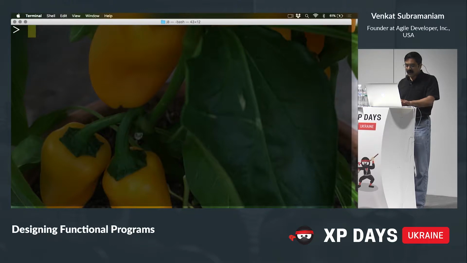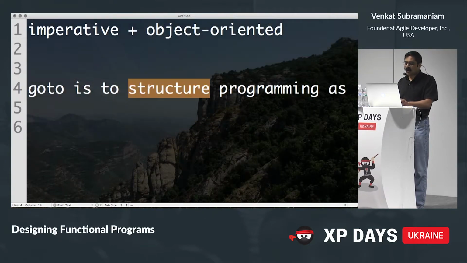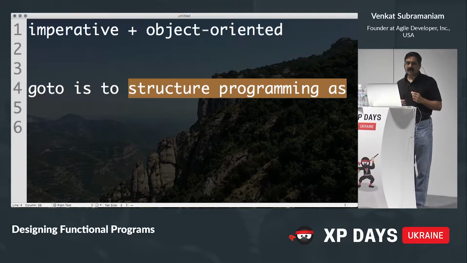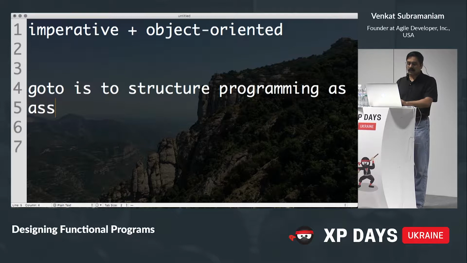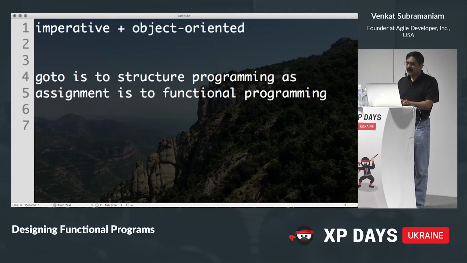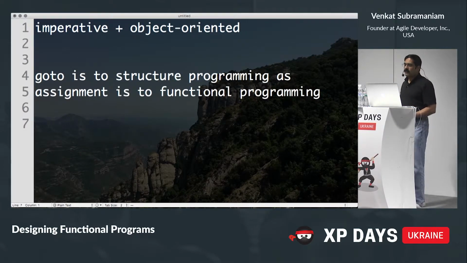So what I mean by that is just because we say no goto in structured programming, it doesn't mean no goto. It simply means there's no goto in our code, but there could be goto in layers below. Exactly the same point applies to assignmentless programming: goto is to structured programming as assignment is to functional programming. This is one of the main ideas to keep in mind: when we say assignmentless programming, it doesn't mean there are no assignments. It simply means there are no assignments in our code. So there could be assignments in layers below.